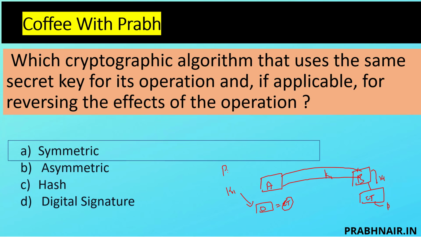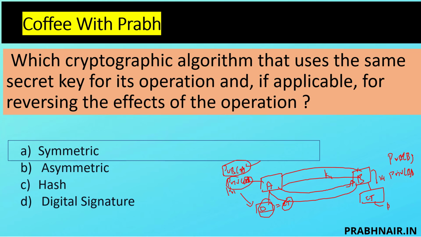But in asymmetric, A basically has two keys. One is called public key A and the other private key A. B also has two keys, public key B and private key B. Is it clear? If A uses his public key to encrypt the data, he needs to share his private key, and if he uses his private key to encrypt the data, he needs to share his public key. So in this case, if A wants to send data, he will request B's public key and B will provide his public key, by which A encrypts the data and sends it to B. B will use his private key to decrypt the data. In this way, the data is only available to B.